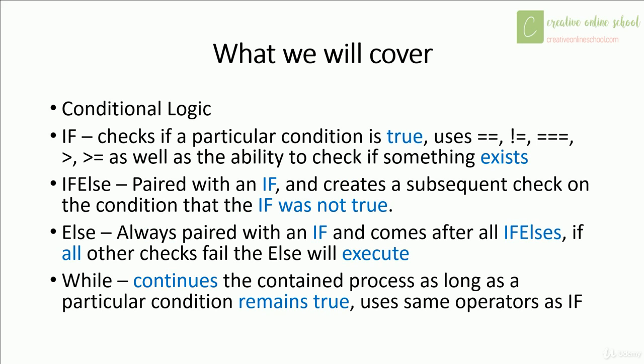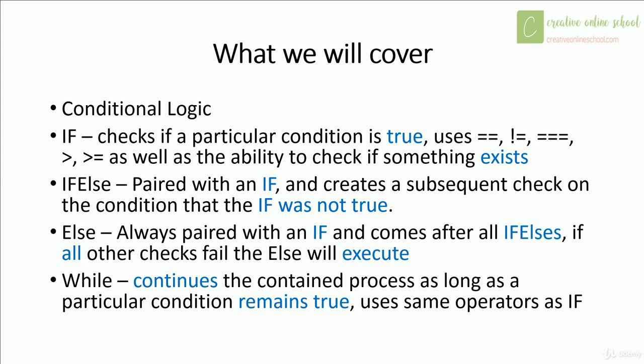First, conditional logic. We're going to talk about four primary things: if, if else, else, and while. If checks if a particular condition is true. That is, it checks a particular variable and says if that variable is what I expect it to be, or meets the condition that I set, then I'll let this pass and execute my code. The most common operators are equals, non-equals, exactly equals, and then you have greater than and greater than or equal to. It also has the ability to check if something exists, so if it's there at all.